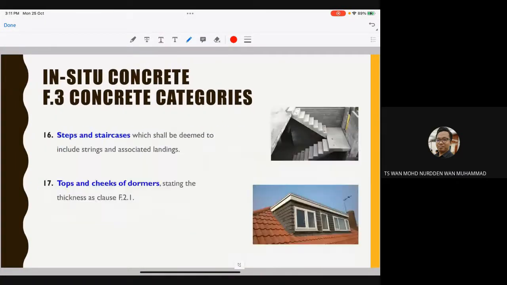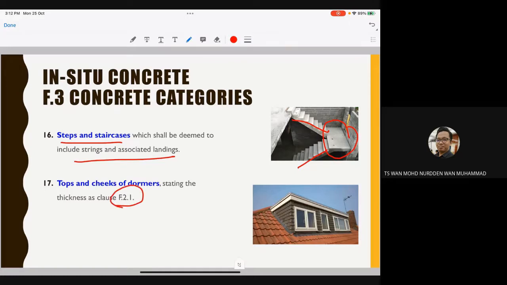Okay, next one, 16. Okay, step and staircase which shall be deemed to include string and associated landing. Okay, termasuk sekali lah untuk item slab ni. Kita punya this is a flight on the step and this is the landing, semua all together. Then 17, top and cheeks of dormers. Okay, stating the thickness as clause F 2.1.